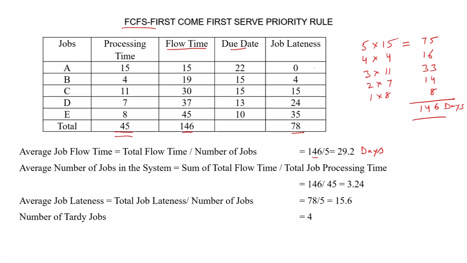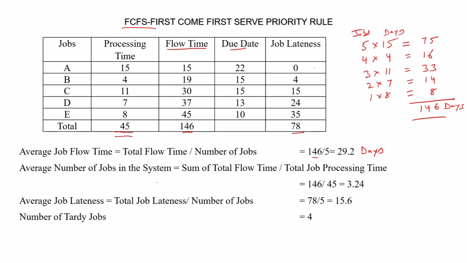So, you will get the logic of what is meant by average flow time. 5 jobs in the system for 15 days, 4 jobs for 4 days, 3 jobs for 11 days, 2 jobs for 7 days, and 1 job for 8 days, and together 146 job-days are there. That is the total flow time, and we have 5 jobs. So, on the average about 29 days a job remains in the system.